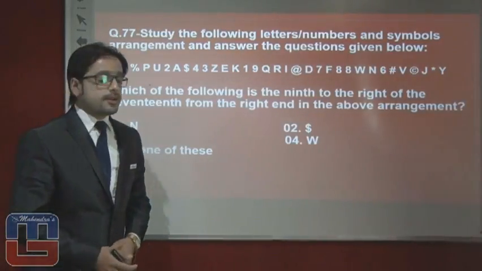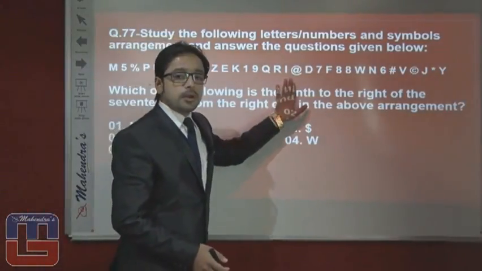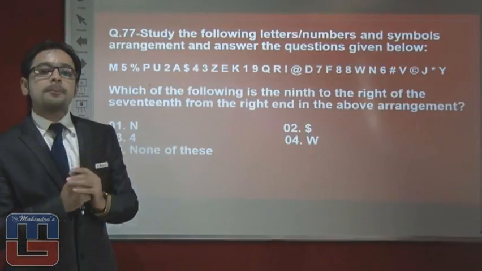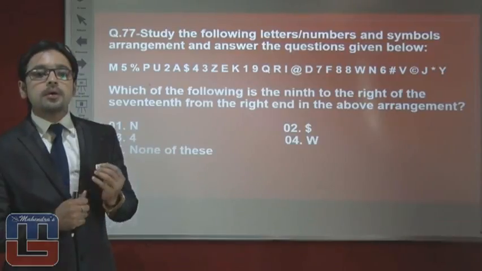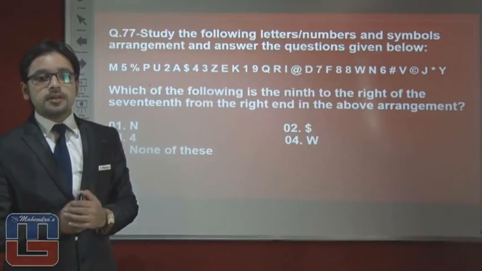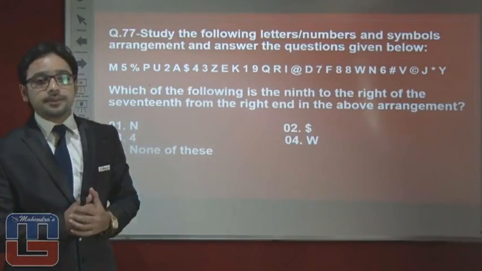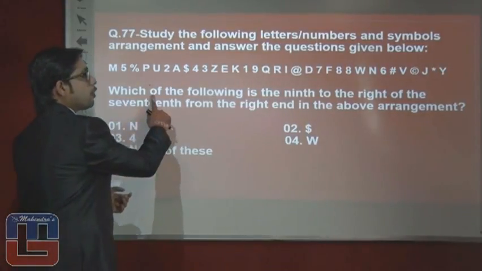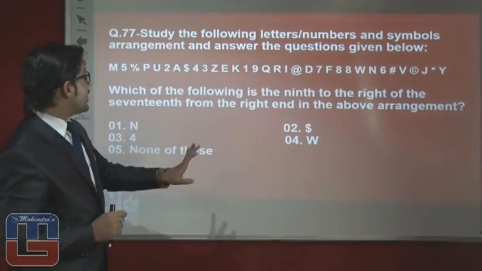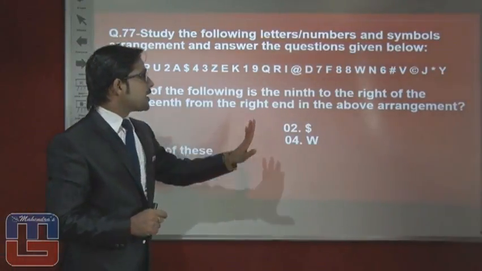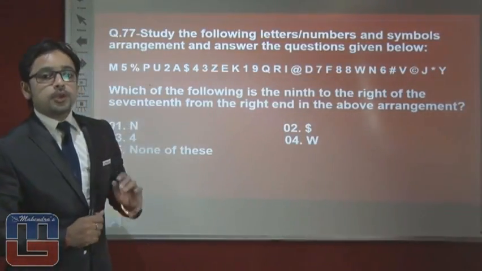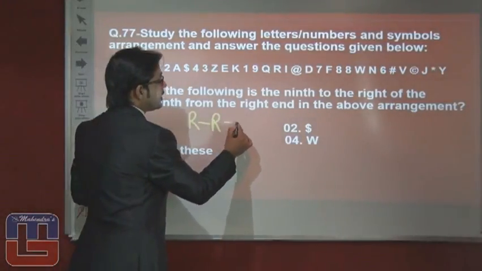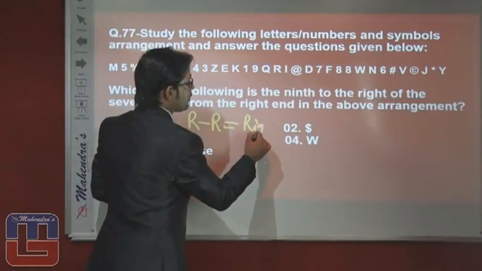In this question you can see a series is given which is a combination of letter, number and symbol. With the help of these three, you have to decide as per the requirement of the question what the right answer is. First question, the examiner wants to know which of the following is the 9th to the right of the 17th from the right end in the above arrangement. You can easily apply the simple rule: right minus right equals right.